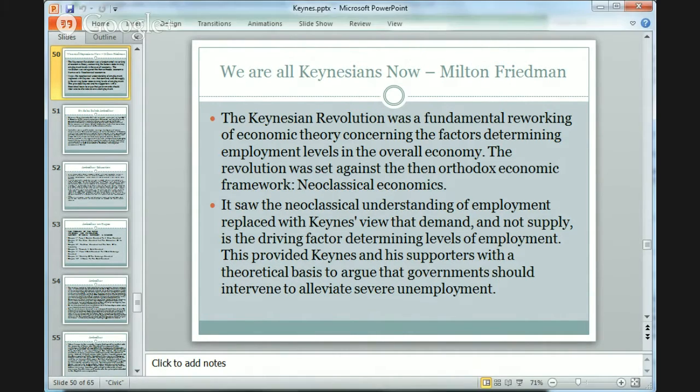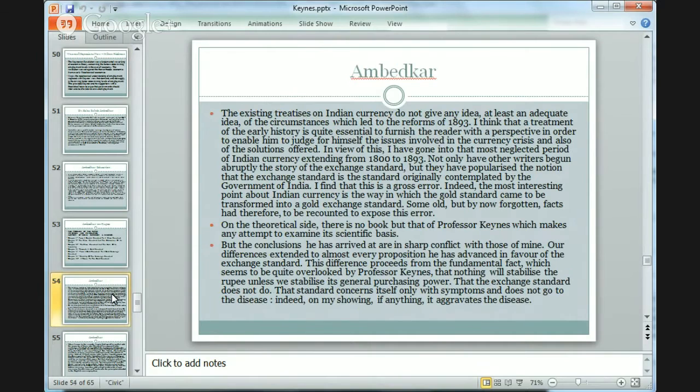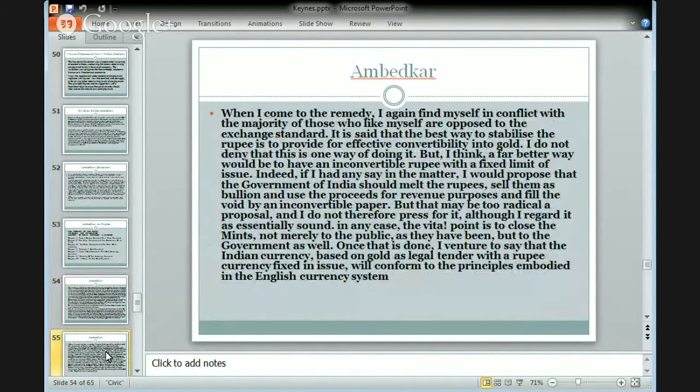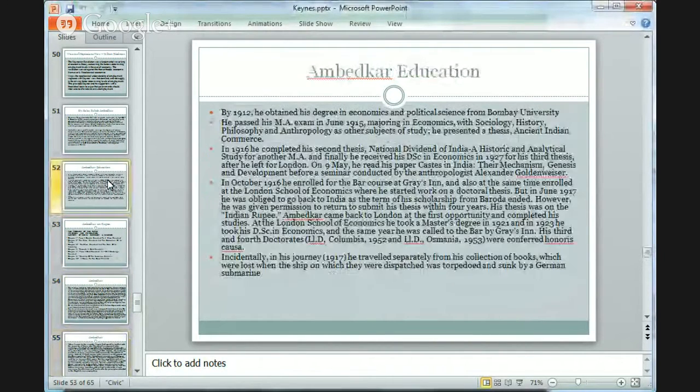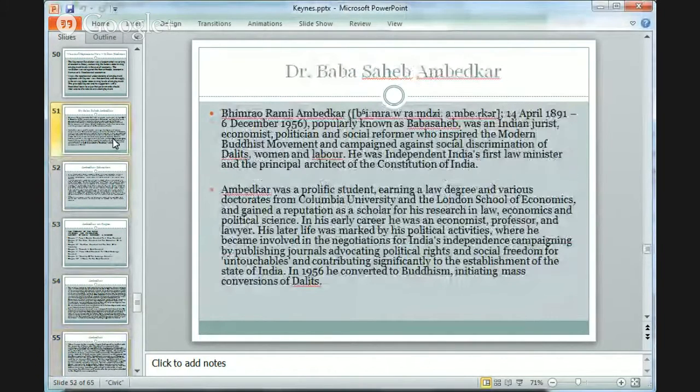Now I will go back again to Ambedkar. Ambedkar is an Indian economist, and this is something which is interesting to the people in India. He was sharply against the ideas of Keynes. His full name is Bhimrao Ramji Ambedkar, and he was a lawyer, a social reformer, a politician, a jurist, as well as an economist.